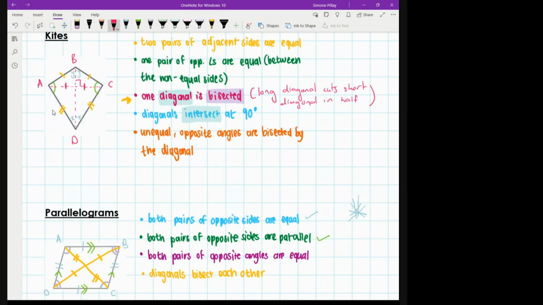Yes, ma'am, it does. Cool. Then I've now also said that the diagonals intersect at 90 degrees. Now remember, when we say something intersects, it just means the place at which they cross. It means that they cross each other, that at one point they overlap each other, they cut across each other.